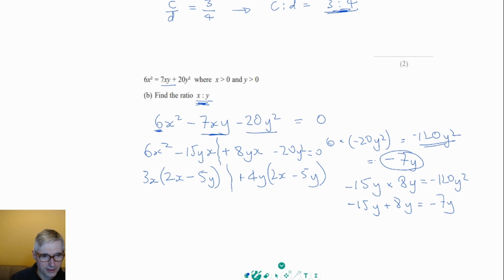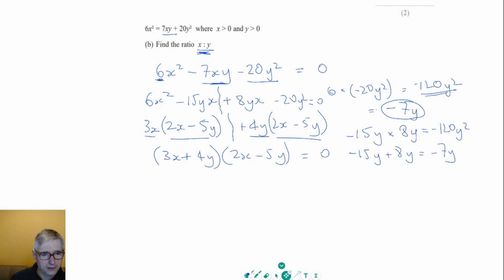Now we can bring them together. So we can see we've got a common bracket there, and we've put the 3x and the 4y into another bracket. So we can see that the factorised version of our expression at the top is 3x plus 4y, and then 2x minus 5y, and that's still equal to 0. And then from that, we can now find x in terms of y.